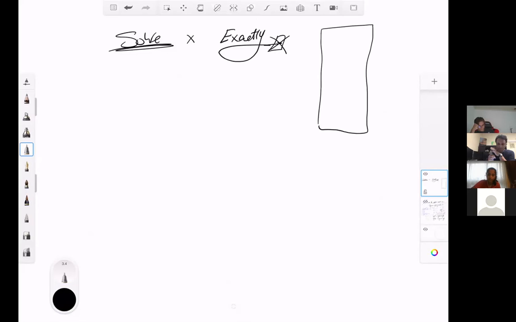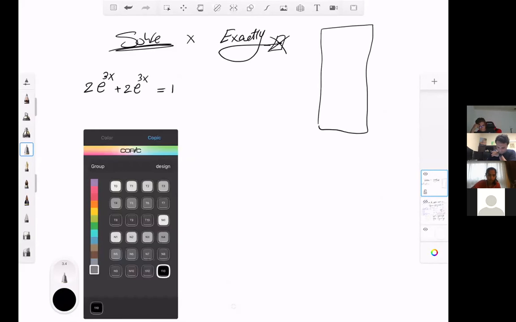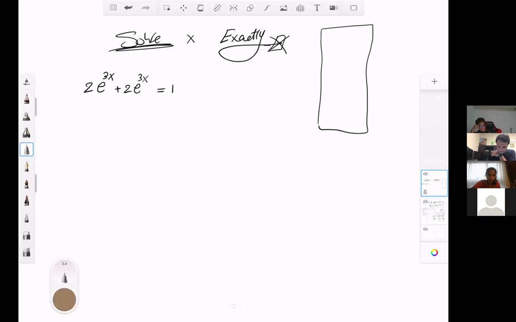So we have 2e to the power of 3x plus 2e to the power 3x equal to 1. We are looking for this x. If I ask this question from a person who has a PhD, they're not going to just jump to it and solve it. They're going to back up a little. You have to understand the equation, right? Don't feel bad if you spend 20 or 40 minutes.